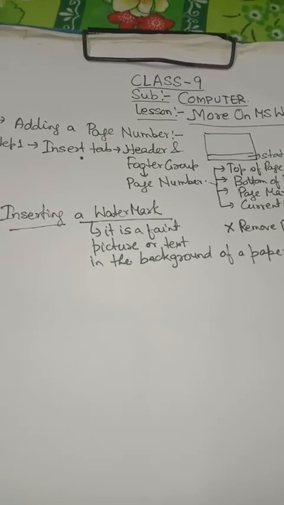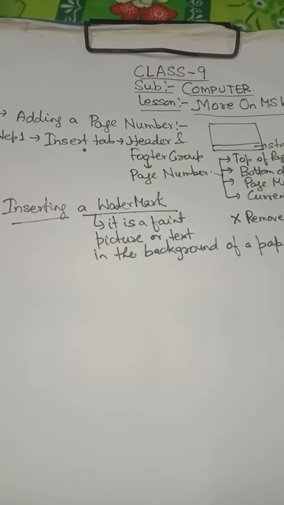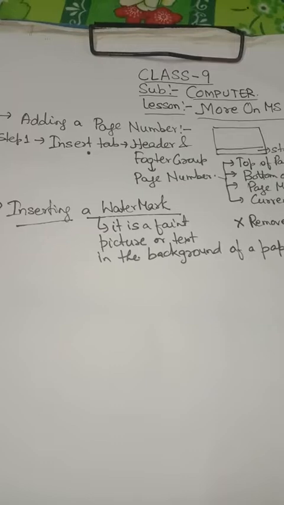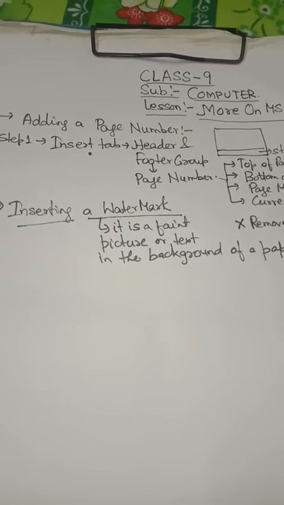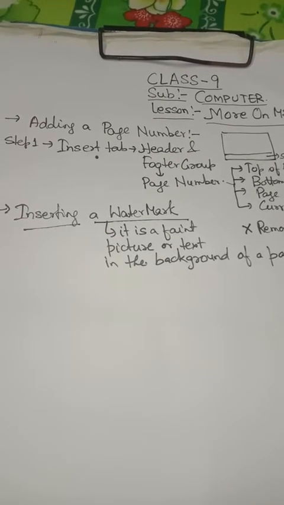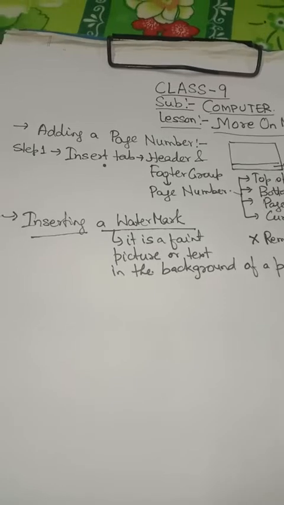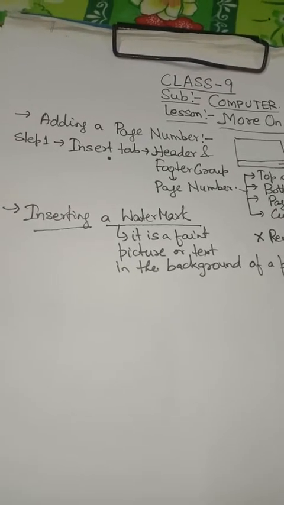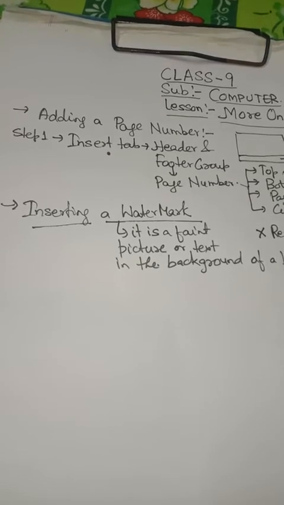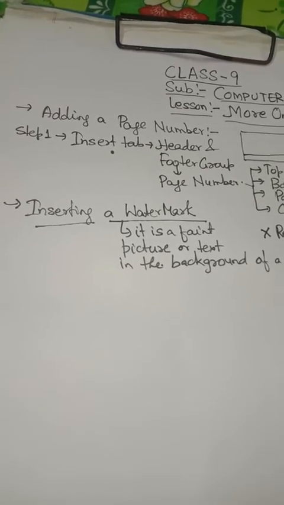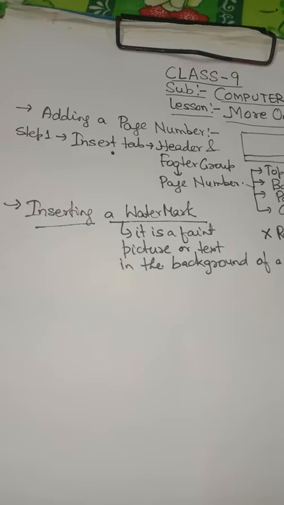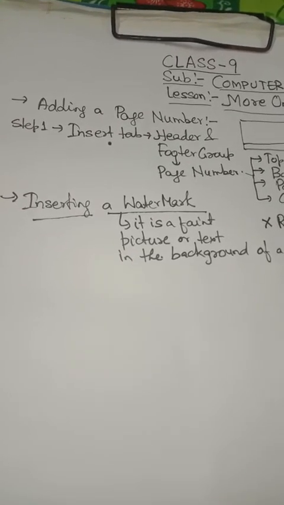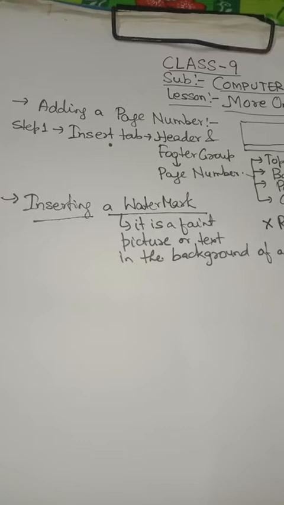So where do we mostly see the watermark? We see it in official documents. The purpose of adding the watermark is that the document cannot be copied illegally, since official documents contain watermarks in the background of the page, so no one can copy them illegally. Some examples of watermarks are do not copy or the name of the company.